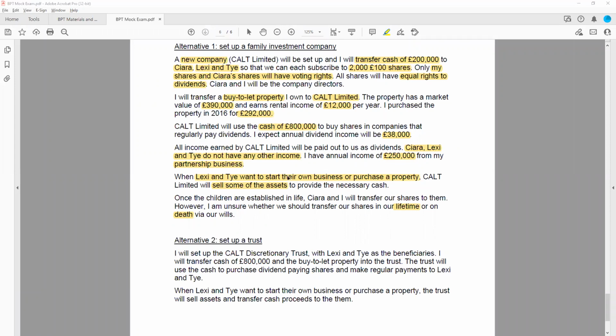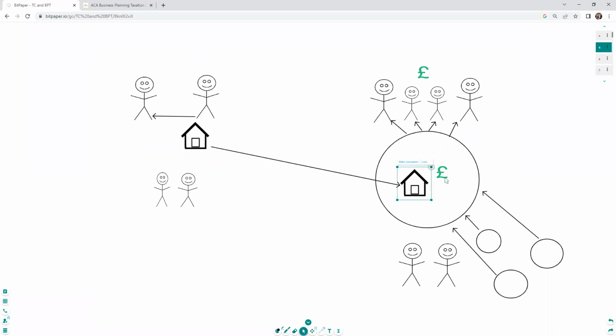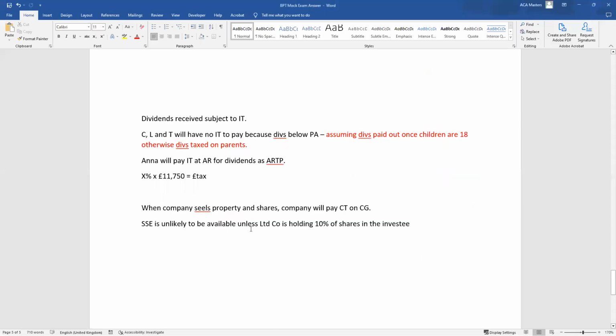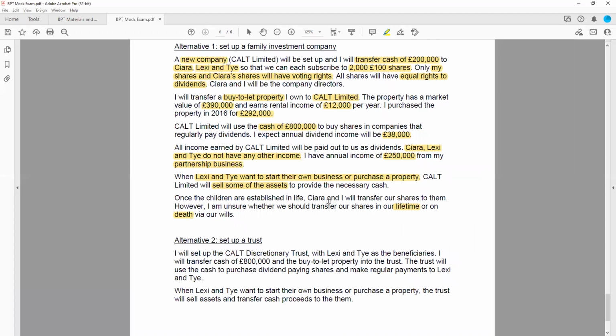So if the company sells the assets, the company is going to have chargeable gains on the property and the shares, and then the dividend would be paid out. Again, there'd be income tax when the dividend's paid out as well. So you could say income tax is payable on any dividend to Lexi and Ty. You could have mentioned that. So that's one suggestion there.